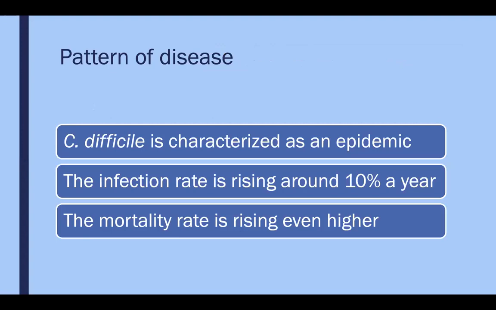The pattern of disease. C. difficile is characterized as an epidemic. The infection rate is rising around 10% a year, and the mortality rate is rising even higher, so more than 10% a year for the mortality rate.